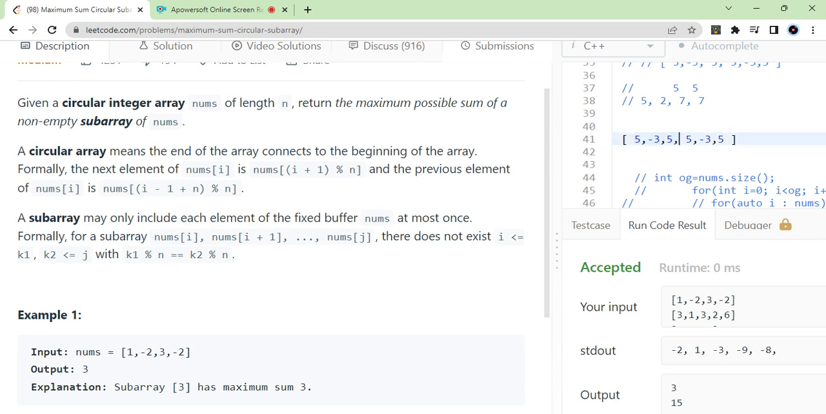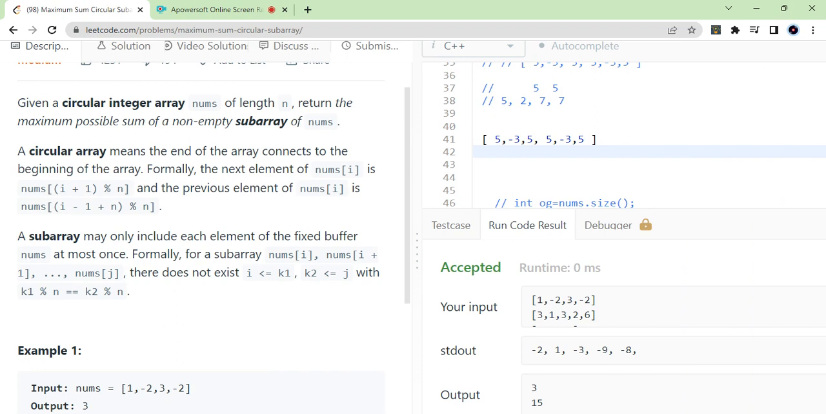If you are including this element in your subarray, you cannot include its replica in the same subarray. You cannot make your subarray of size greater than 3. So you can pick any subarray of size at most 3. That is the whole answer for this question. If you can somehow do this question in this way, that is also one of the possible solutions.